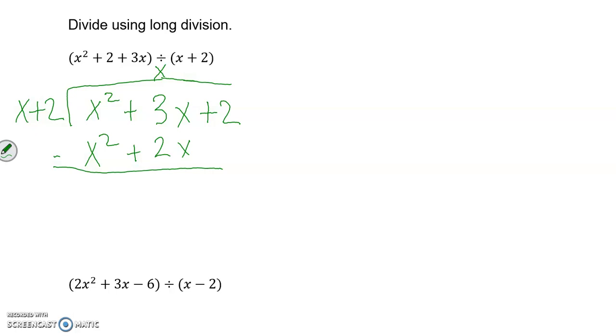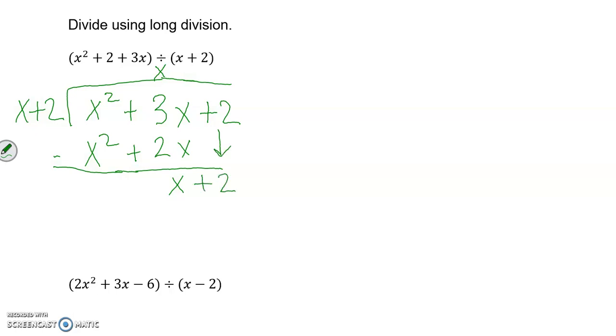So 3x minus 2x is 1x. And x squared minus x squared is 0. So I can actually erase my plus sign. And then I'm going to bring down my plus 2.